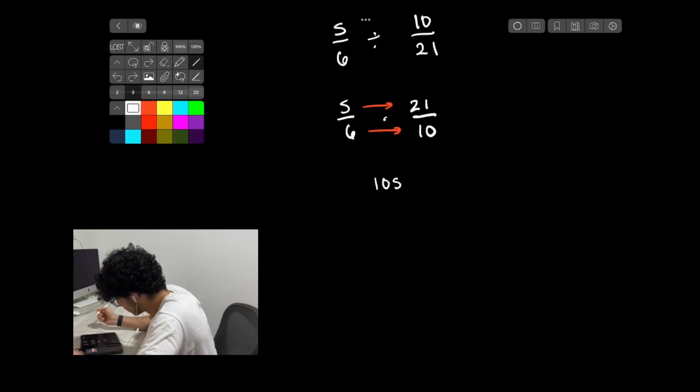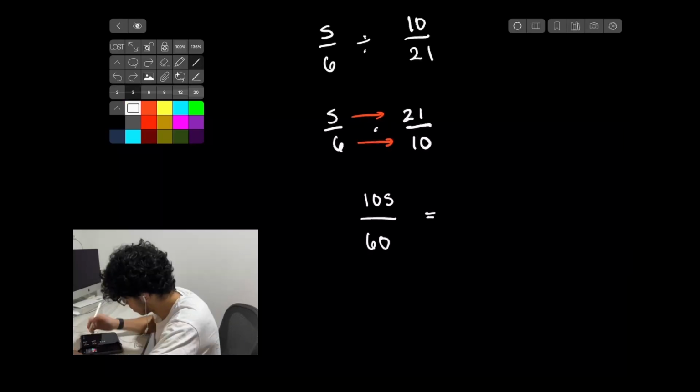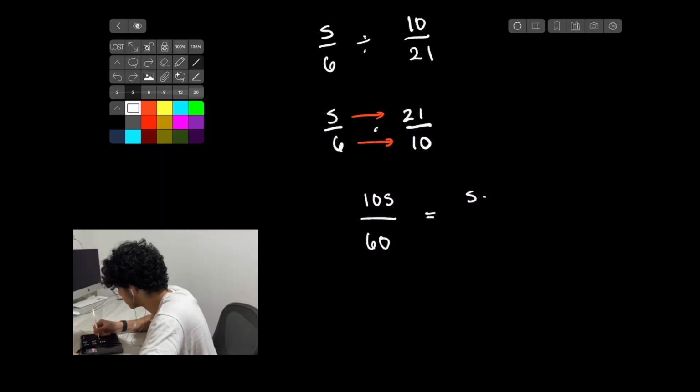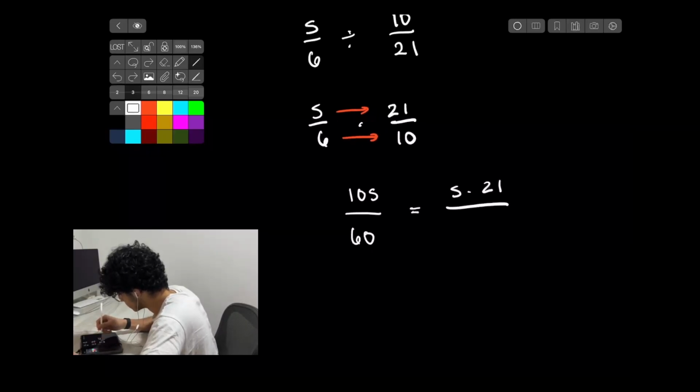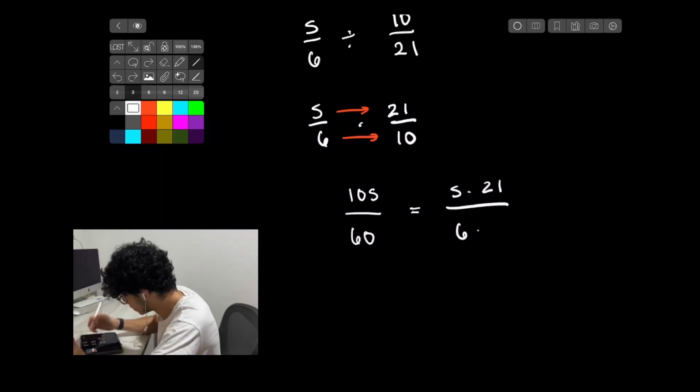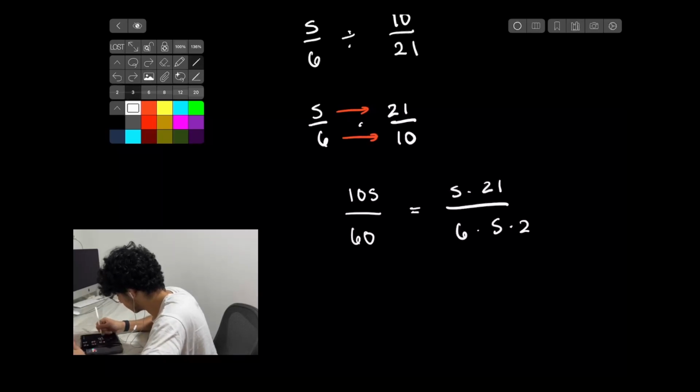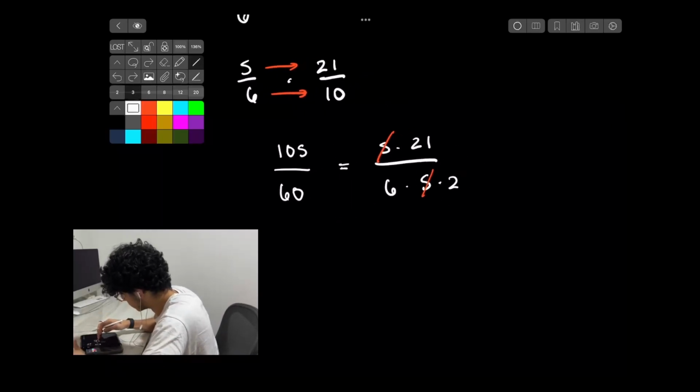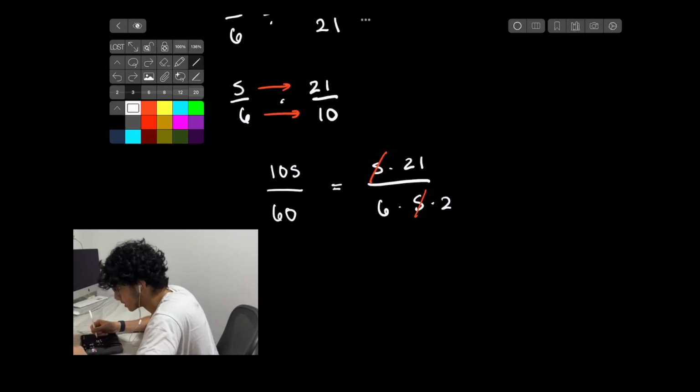This becomes 105. This becomes 60. Well, if we break this down, this is the same as 5 times 21. And this is the same as, well, 6 times 10, as we did before. But we can't simplify anything yet. Well, we can if we turn this into 5 times 2. And so when we cancel these two off, we're left with 21 over 6 times 2, or 21 over 12.